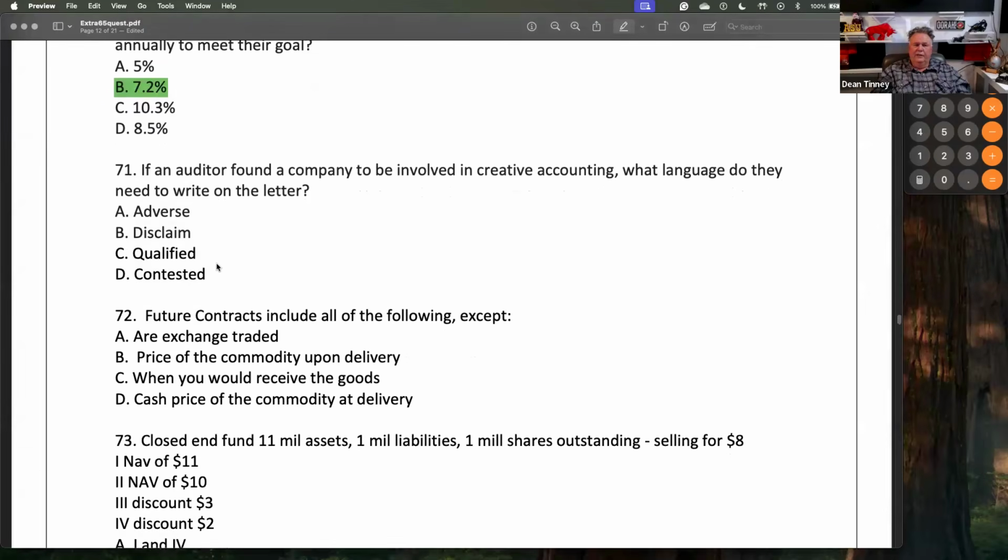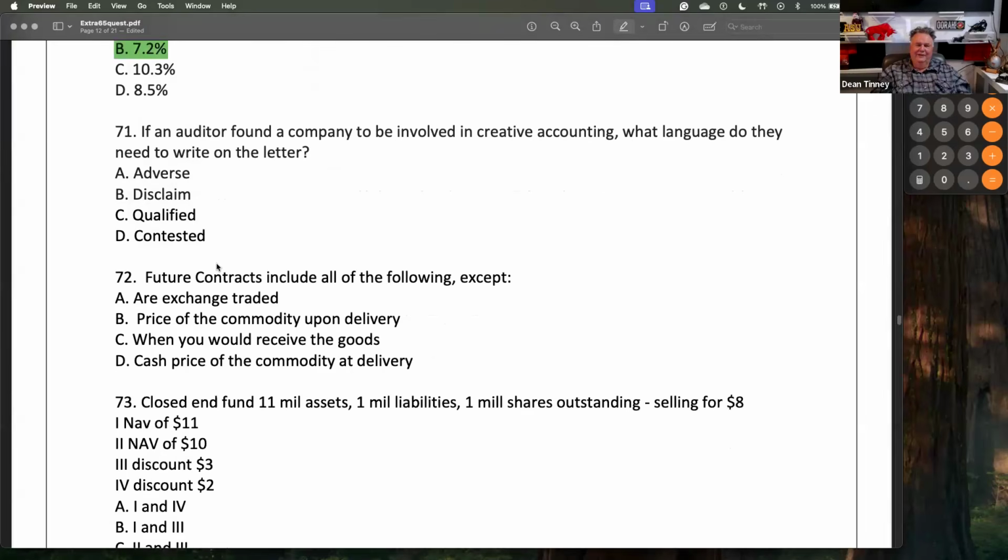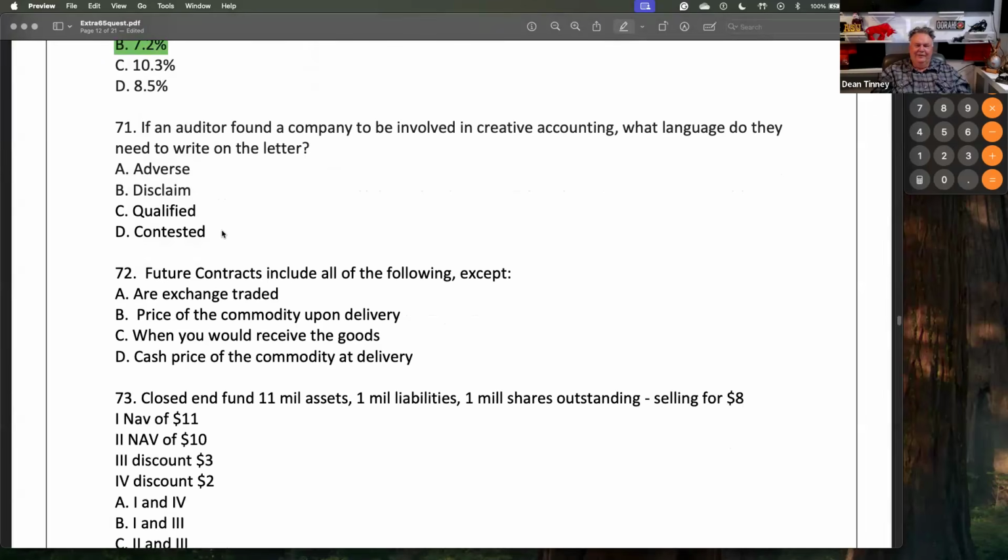If an auditor found a company to be involved in creative accounting, what language do they need to write on the letter? Qualified? Right on. Good job. Good get.